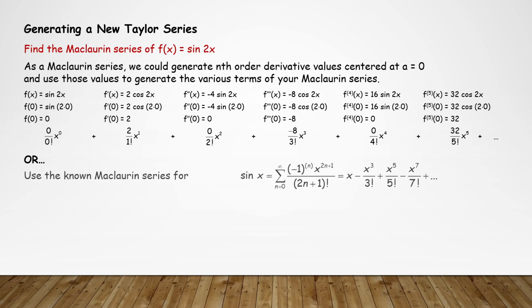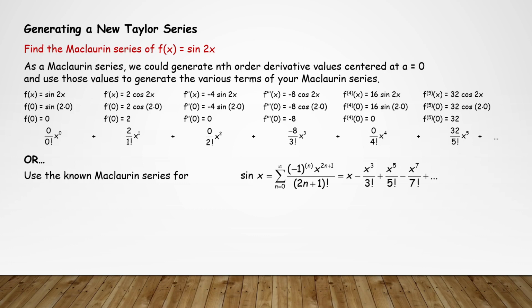Or I could just take what I already know about sine of x. I could use its Maclaurin representation, its summation, negative 1 raised to the n, times x raised to the 2n plus 1, all over the quantity 2n plus 1 factorial as n goes from 0 to infinity. I could rewrite that as x minus x cubed over 3 factorial plus x to the 5th over 5 factorial minus x to the 7th over 7 factorial.